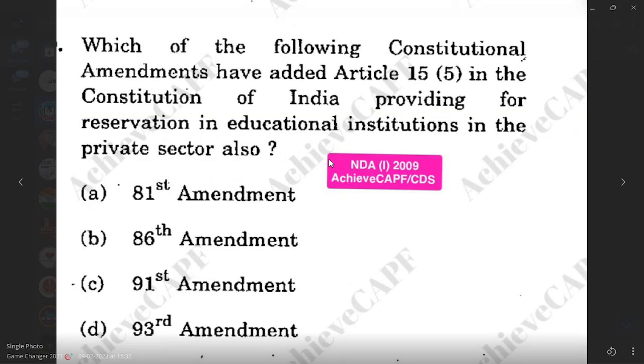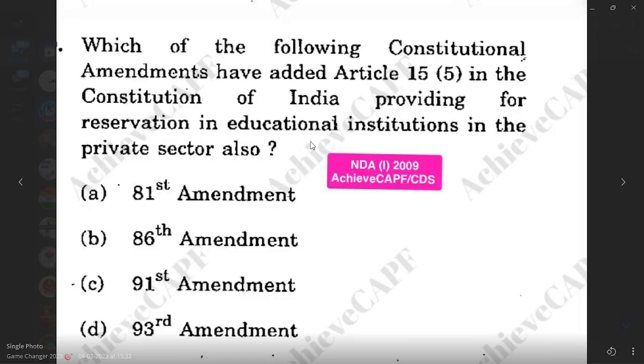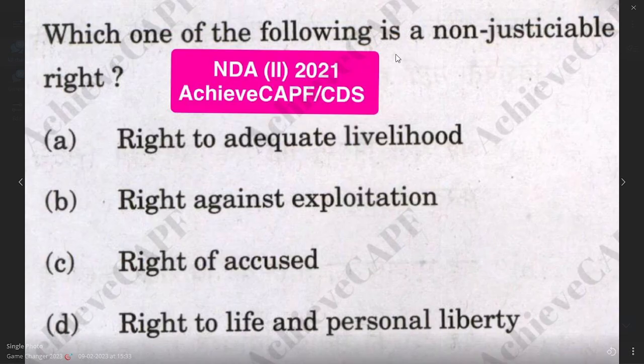Which of the following constitutional amendments added Article 15 clause 5 in the Constitution of India, providing for reservation in educational institutions in private sector also? Providing reservation in educational institutes. B, 86. It's B, 86, right? 93rd. Put the question once more. Article 15 clause 5, reservation in educational institutions in private sector. 93rd amendment.